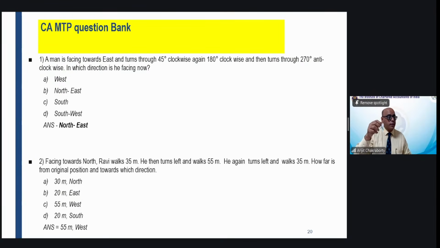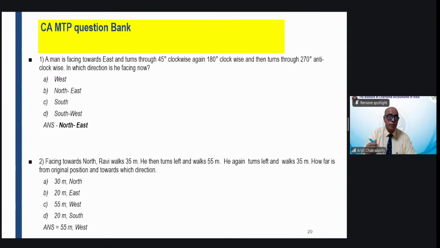How far is he from the original position and towards which direction? So basically he has described the entire rectangle. From the starting point, he is moving north first for 35 meters, then takes a left turn towards the west. That means he is now walking for 55 meters, then takes a left turn, walking towards the south for 35. So already three of the sides of the rectangle are completed. Finally, he turns. So first is 35, then 55, then 35.